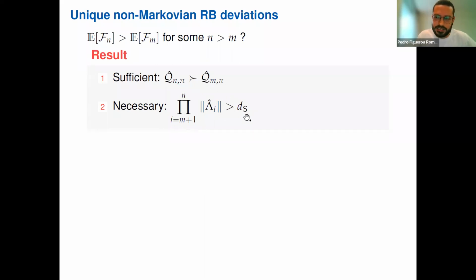But then this necessary condition was a bit surprising. It tells us that you need for these noise maps on the whole system and environment to increase the largest singular value. These double bars denote the operator norm, or largest singular value. Now you can interpret the operator norm of a superoperator map as how much this map increases the purity of your state when you apply the map on the channel. So this means that the product of your noise maps on the whole system and environment has to increase the purity by at least d squared.